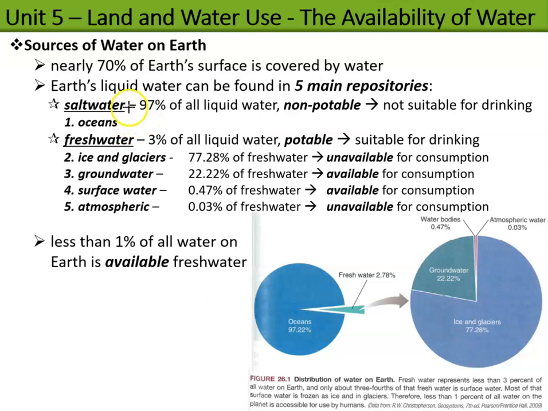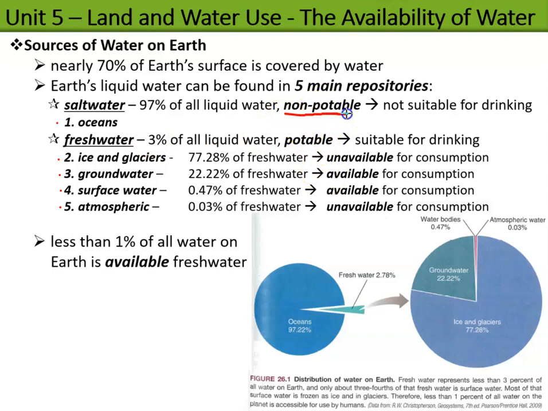Of the Earth's liquid water, there are 5 main repositories where we can find this water. We have oceans, we have ice and glaciers, groundwater, surface water, and atmospheric sources of water, such as water vapor. Now, the first category, oceans, is in the saltwater category, and this makes up 97% of all liquid water on Earth, found in oceans and seas and some inland lakes.